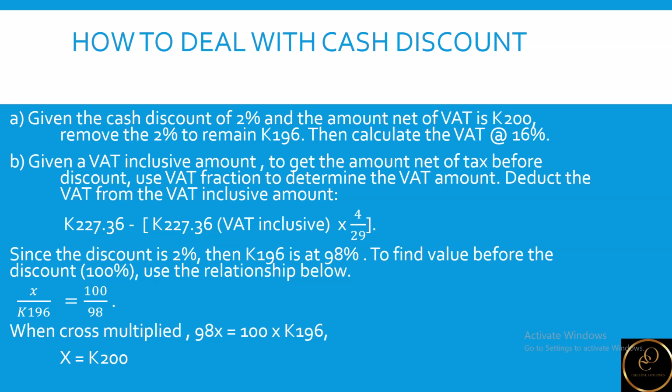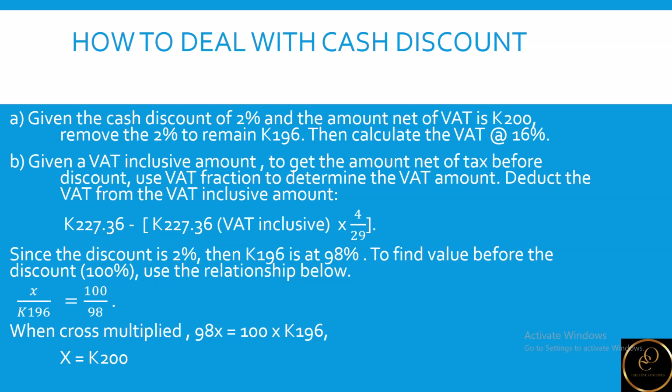So that you are going to remain with, in this case, 196 kwacha, which is going to be at 98%. 196 kwacha will be at 98%, because that is the amount exclusive of VAT after the discount is removed. So the discount is 2%. To find the value before discount, that is 100%, the original value, use the relationship below.